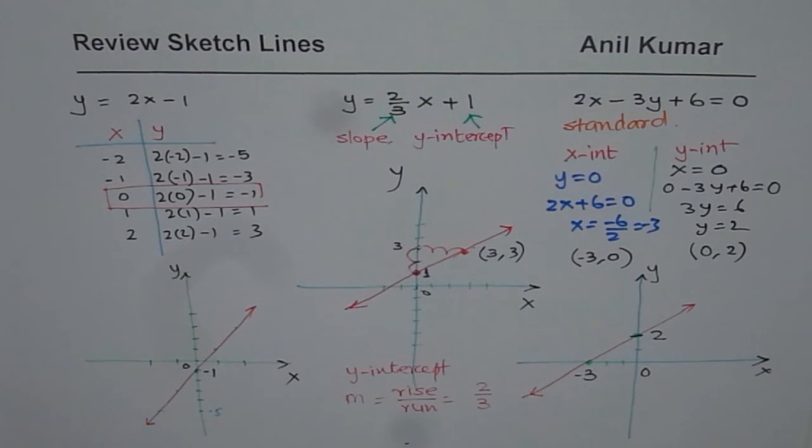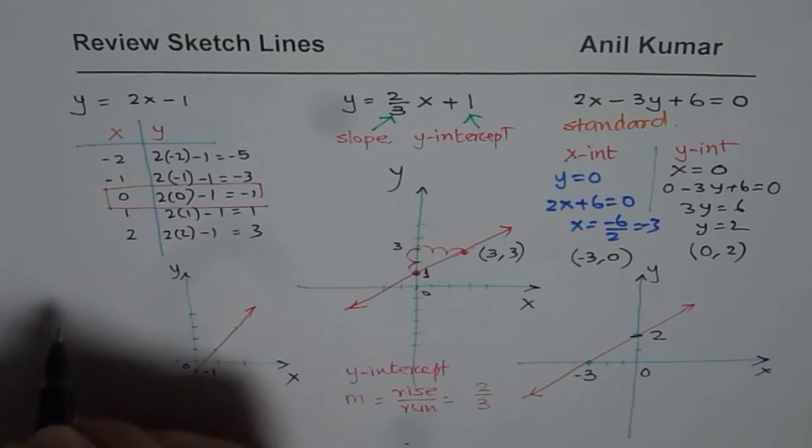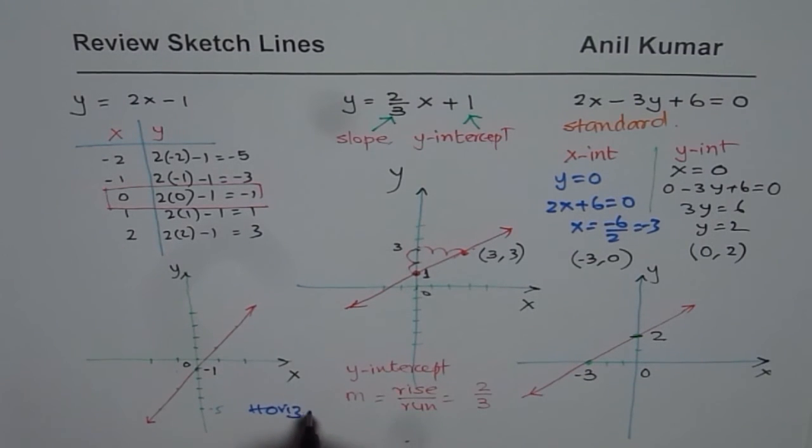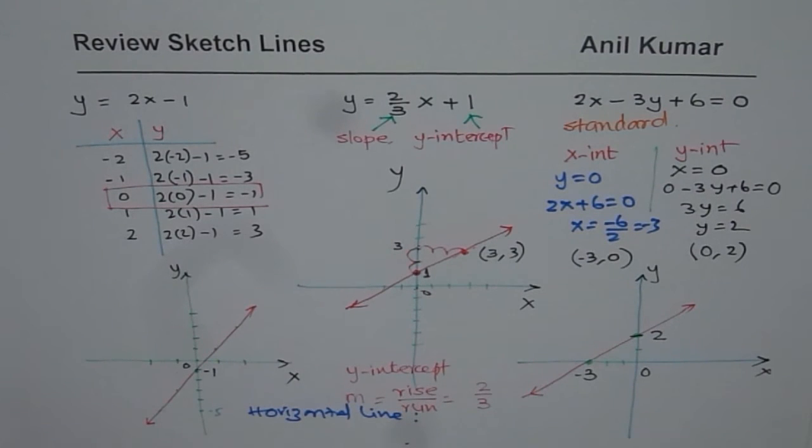Now there are 2 special cases. You can at times have horizontal lines or vertical lines, right? So let me squeeze in those examples also. Let me write down horizontal line here. Horizontal line means 0 slope. So the equation could be y equals some constant. So I can have y equals, let us say 3.